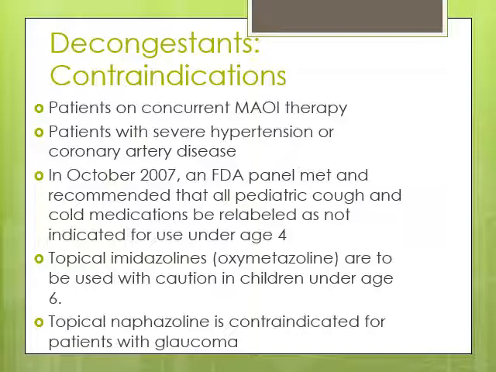And oral decongestants are also contraindicated for patients with severe hypertension or coronary artery disease. Now, the safety and efficacy of decongestant medications have been questioned, and so an FDA panel has recommended that all pediatric cough and cold medicines be relabeled as not indicated for children under the age of 4. So you need to be very aware of this, and so it is age 4.